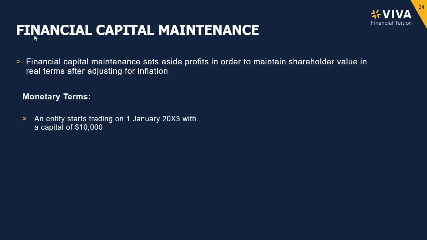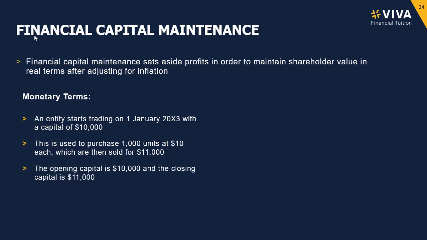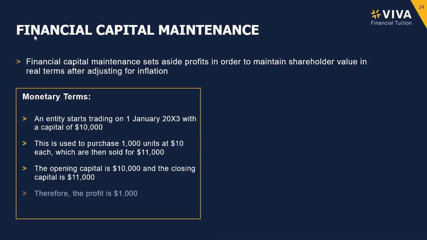Giving us an illustration here. Company starts trading on the 1st of January X3 with capital of 10,000. Uses this capital to buy 1,000 units at $10 each. So it's used up the capital of 10,000, but then sells for 11,000. Opening capital is 10,000. Closing capital is 11,000. Profit is 1,000. Okay, so capital has not only been maintained there, capital has been increased to a certain extent, hasn't it?